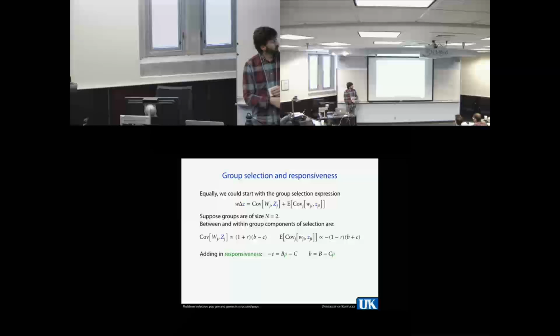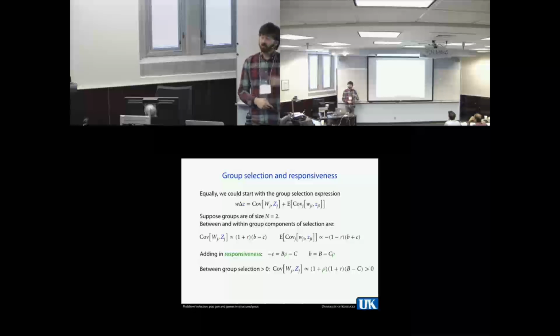So then all we have to do is plug in those minus c's and b's in terms of responsiveness. And what ends up with the between group selection is now we have the b minus c are the payoffs we had from each of the plays of the game. And this is symmetric, just like before, that in addition to relatedness, 1 plus r, we have 1 plus rho, the responsiveness in the game.